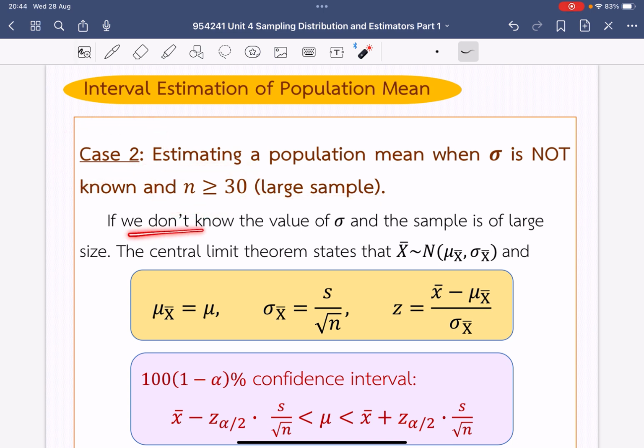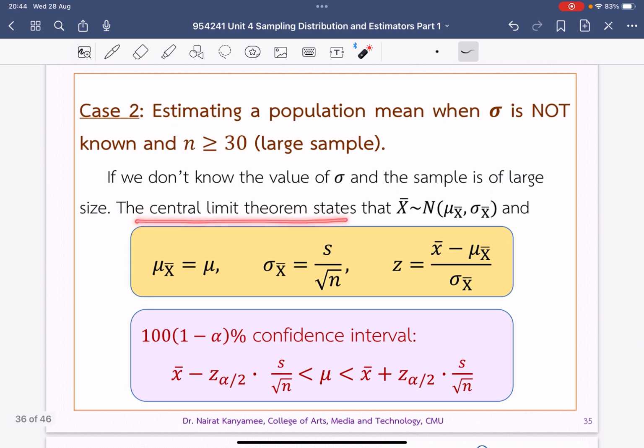If we don't know the value of sigma, then we use the standard deviation of the sample right here to represent sigma. We do it in a similar way, just change sigma to s. Then from the central limit theorem, x bar, the sample mean, follows a normal distribution with the mean of the sample mean and standard deviation of the sample mean. Same here, but sigma changes to s.